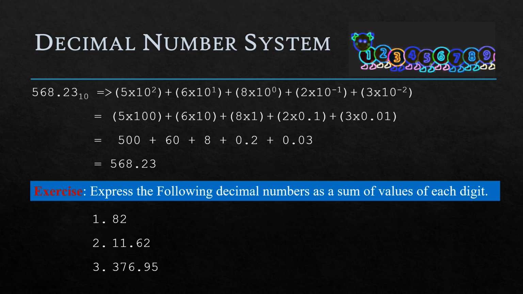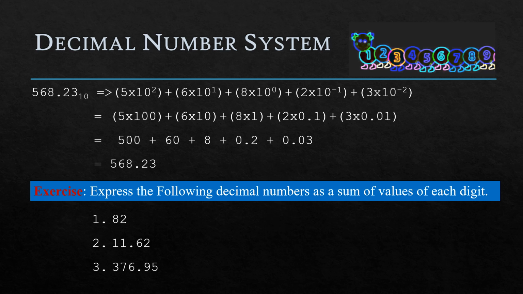Similarly, let's look at another example, 568.23. From the decimal point towards the left, we have increasing positive weights. After the decimal point towards the right, we have negative powers with decreasing weight. So 568.23 can be represented as, the 8 using the positional weight 10 power 0. So 8 into 10 power 0 plus 6 into 10 power 1 plus 5 into 10 power 2.